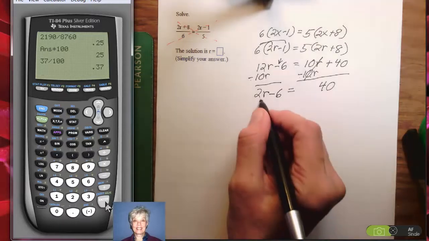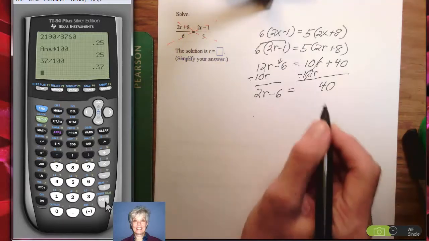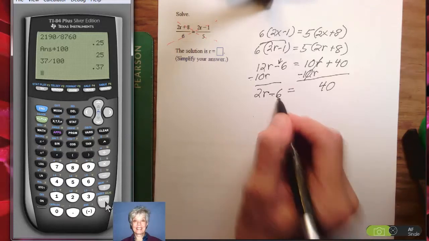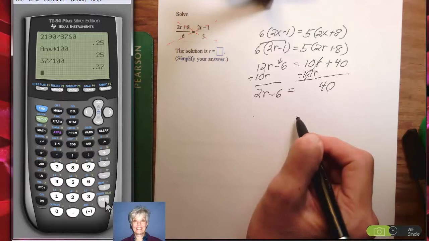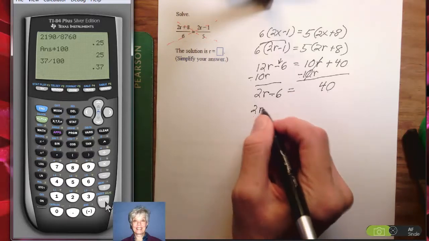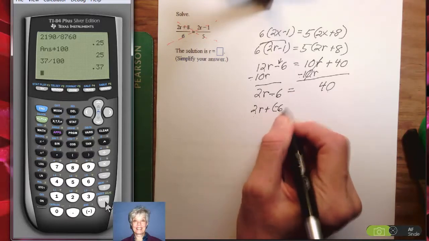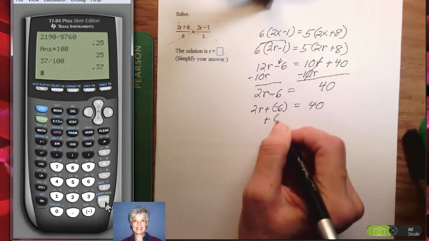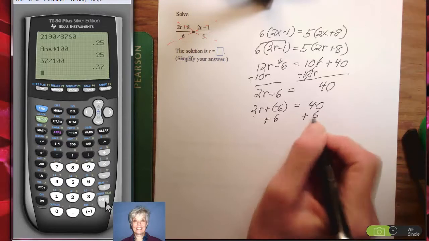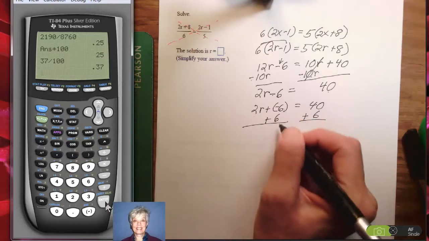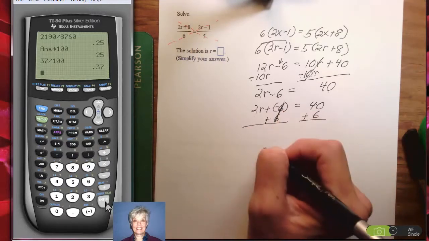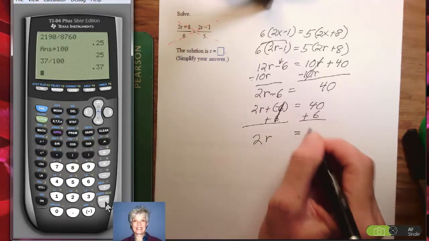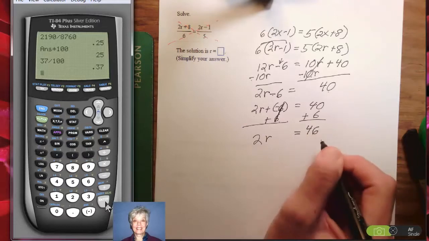Now I have a variable term, a constant term, and a constant term. I need to get this negative 6 over there to the 40. Remember, this is 2r plus negative 6 equals 40. So I'm going to add positive 6 to both sides of the equation because negative 6 plus positive 6 equals 0. And I'll be left with 2r equals 46.